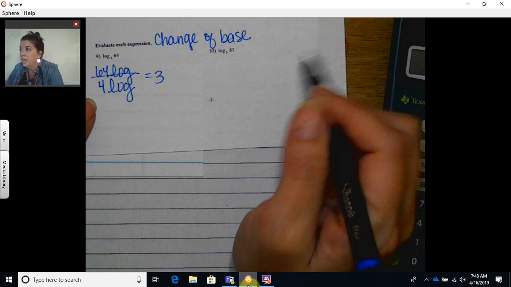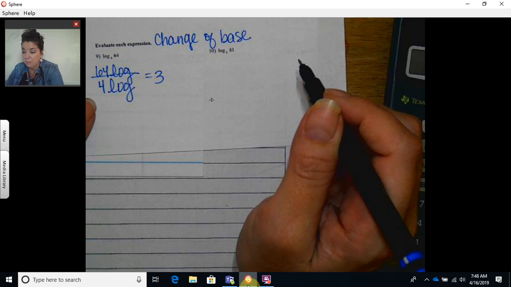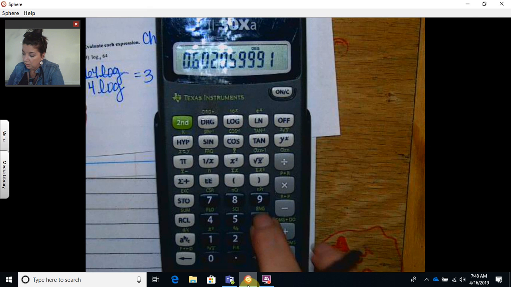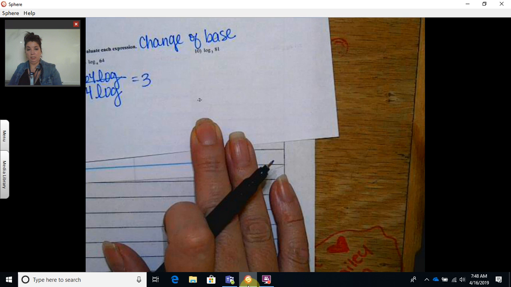Memorize the order in which you have to enter into your calculator. If you put it in backwards, I guarantee you that 4 log divided by 64 log, I bet there will be an answer on your test of 0.3 repeating. You know what I mean? So, you don't want that one.